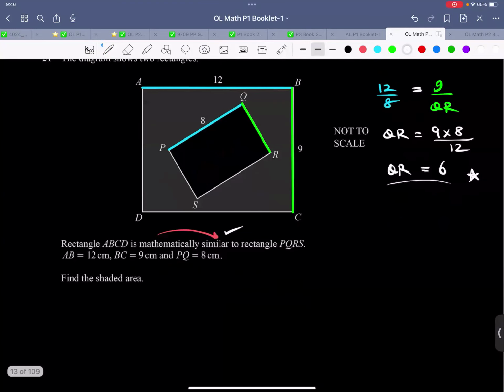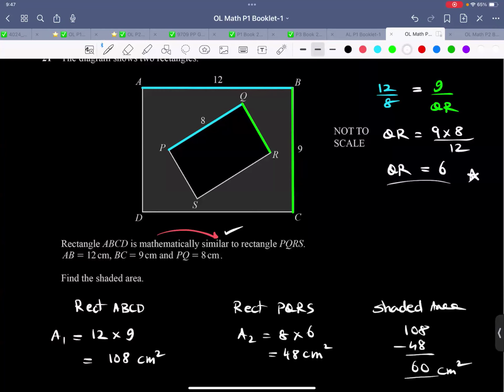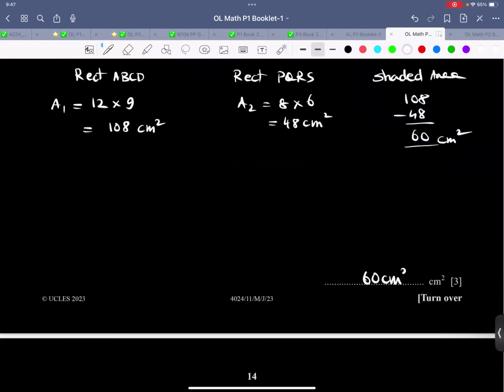Find the shaded area. Now it's easy. Rectangle ABCD, rectangle PQRS. This is 12 into 9. 90 plus 18, 108 centimeters squared. That is the area. Area 1, let's call it. Area 2 is 8 into 6, that is 48 centimeters squared. Therefore, the shaded area is 108 minus 48. That's a simple subtraction, which is 60 centimeters squared. Write it in the space provided.